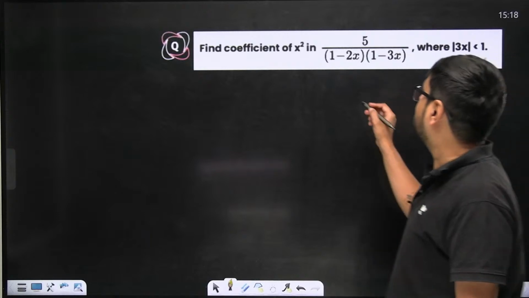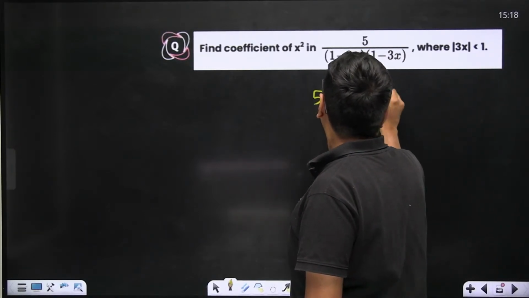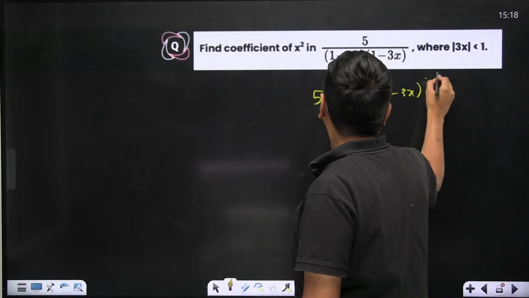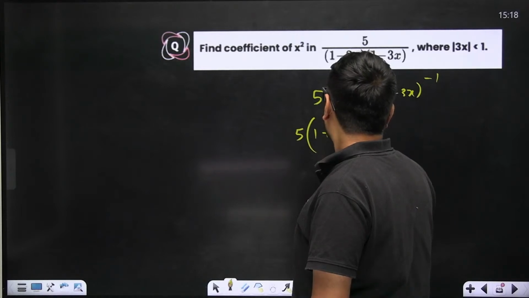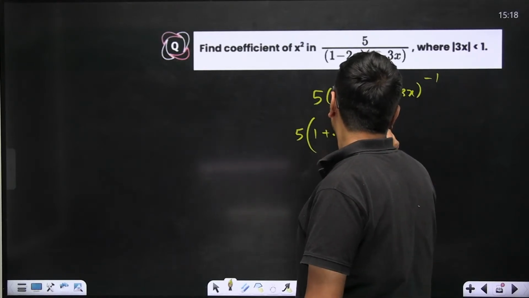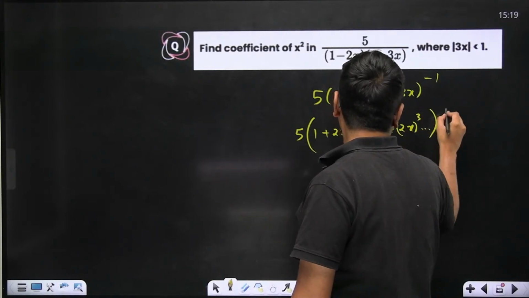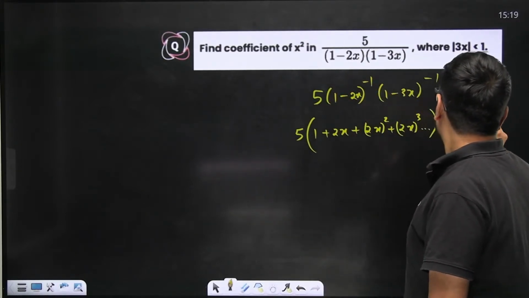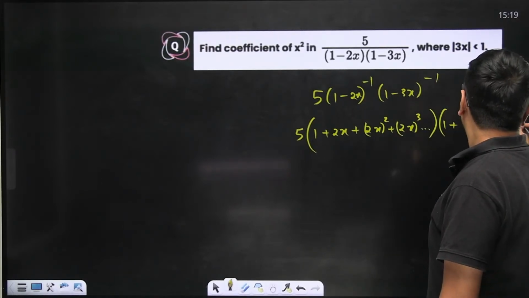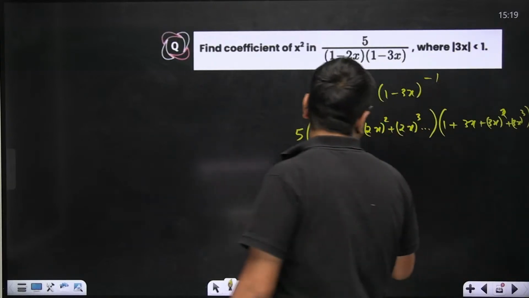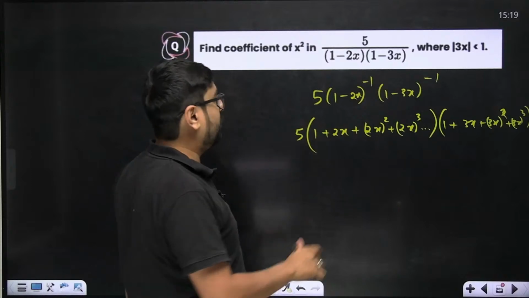For example, these type of questions. This is 5 into 1 minus 2x to the power minus 1 and this is 1 minus 3x to the power minus 1. So you will multiply 5 and this expansion will become 1 plus 2x plus 2x square plus 2x cube, it will go like this, and this will be 1 plus 3x plus 3x square plus 3x cube. Right? So directly, if you remember this, you can expand very easily. Otherwise, with binomial, it will take a lot of time.